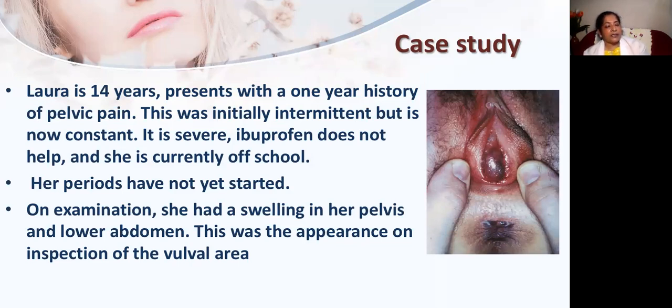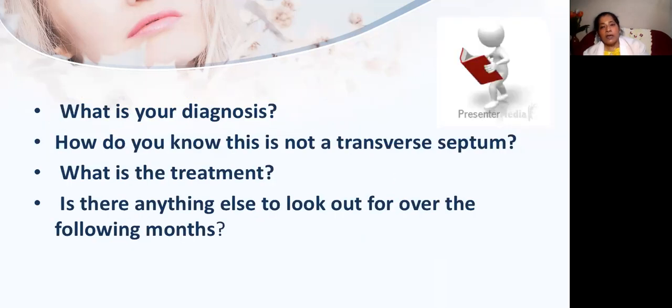On examination, you see something like this, a swelling in her pelvis and lower abdomen, and on inspecting the vulva, a bluish bulge is seen. Now, what do you think is the diagnosis? How do you know this is not a transverse septum? What is its treatment? And is there anything else to look out for over the following months?